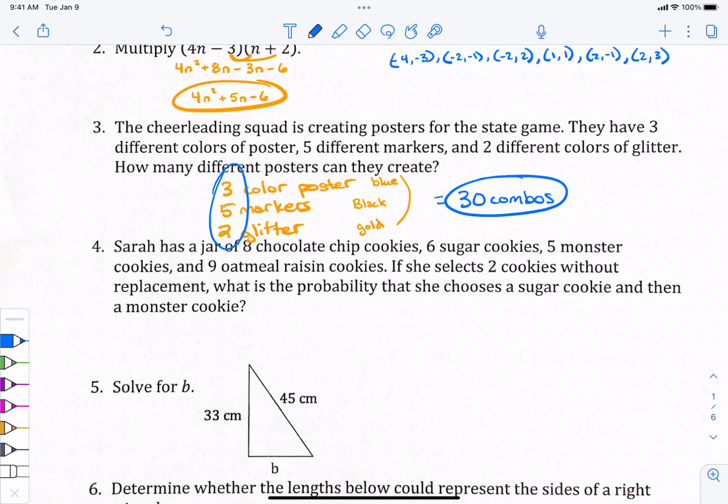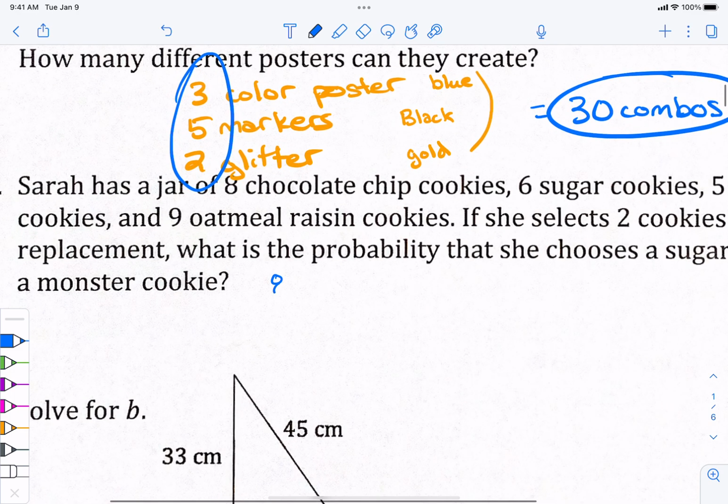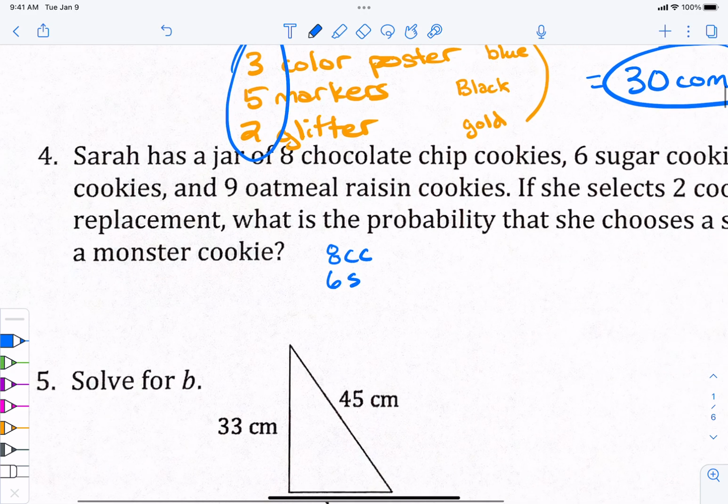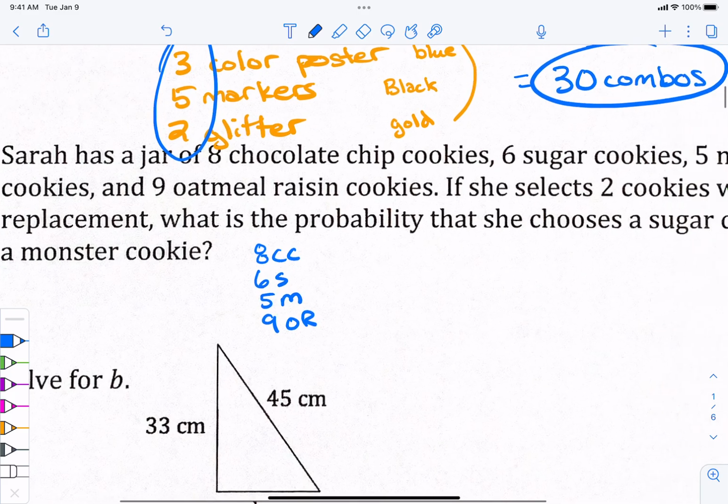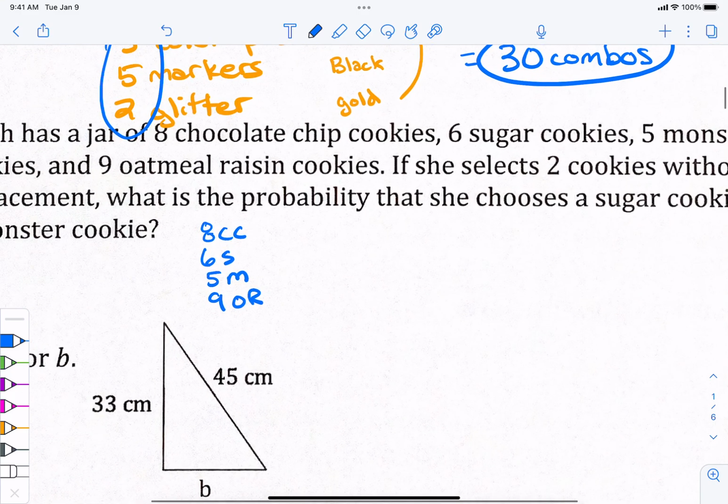All right, number 4 starts us off kind of in a list format. Sarah has a jar of 8 chocolate chip cookies. Anytime they start me off in a list, I just write them down to the side. So 8 chocolate chip, I'm going to do CC. 6 sugar, I'm going to do 6S. 5 monster. 9 oatmeal raisins, so I'm going to do OR. And that's it, those are my 4 different flavors.